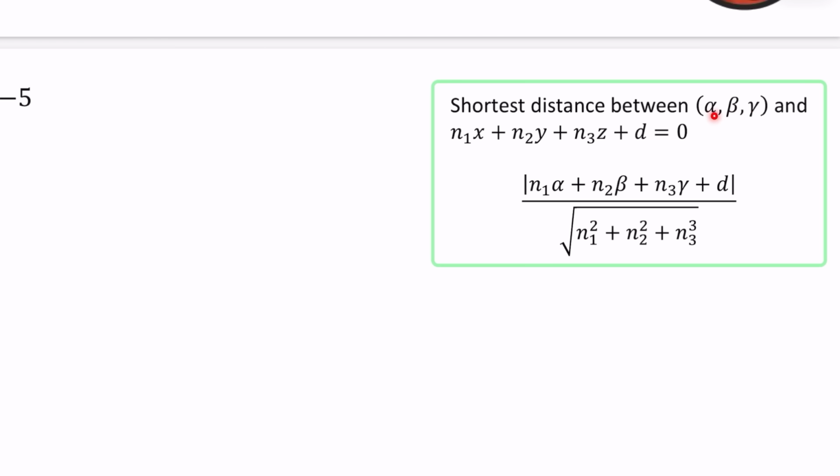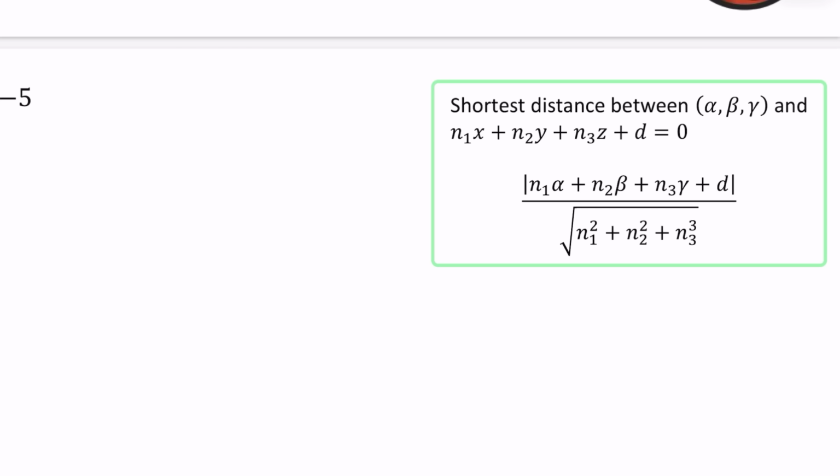And this is the one where you just open up the formula booklet, and you're going to use this. Here is your point, alpha, beta, gamma. Your plane, where n1, n2, and n3 are the components of the normal vector. For some reason, they prefer it in this form. Normally, we have the constant on the right-hand side, but they've put it onto this side and had it as a positive. We just need to make sure it looks like this before we use the formula.